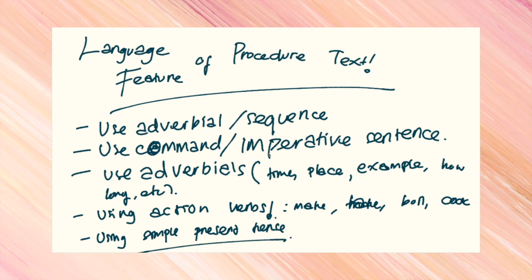Those are the things inside the procedure text, the language features that you will find, and that you use to make the procedure text. First is using adverbial sequences, and then use a command or imperative sentence. The command words are like put the noodles on, that's an example. And use adverbials like time, place, how long, like it takes 2 hours and something like that. Using action verbs like make, take, boil, cook. And the last is using simple present tense.